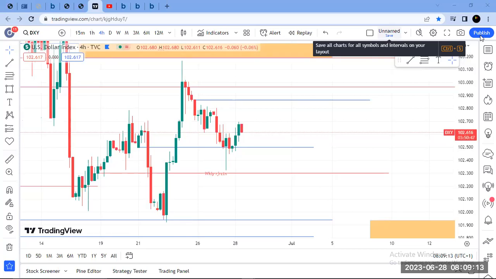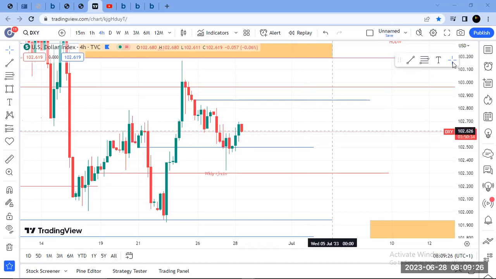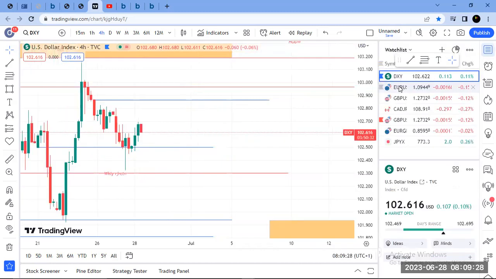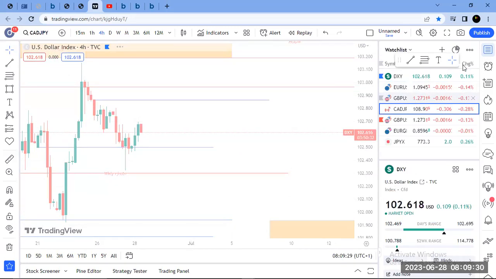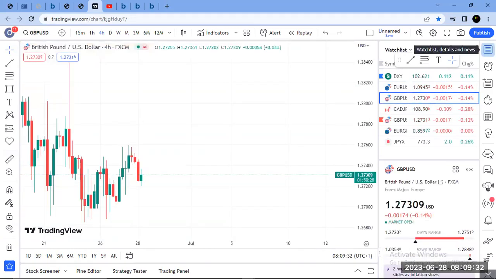I'll be focusing on the dollar, the euro, and the CAD JPY for today. The GBP, the reason why I want to leave it for the meantime is because I want to be able to give you the projections for what is currently on board right now.